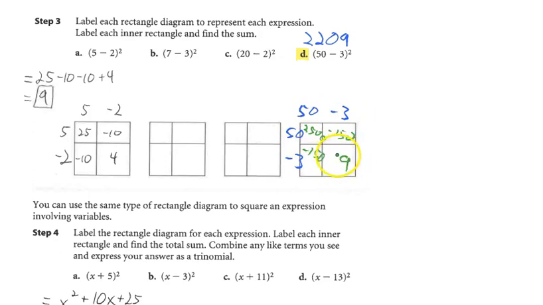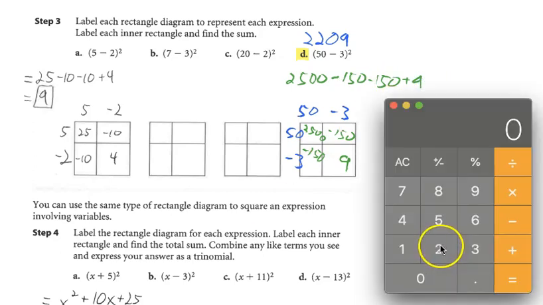All right, now we'll find the sum of those products to figure out the total area of our rectangle here. All right, let's check it. So we have 2,500 minus 150 minus another 150, and we need to add 9 more, and we get 2,209.